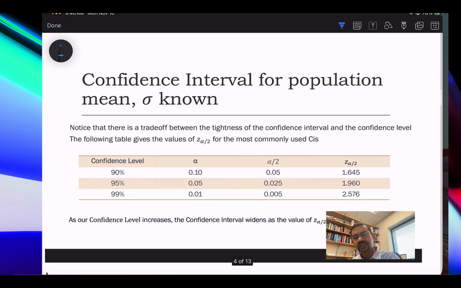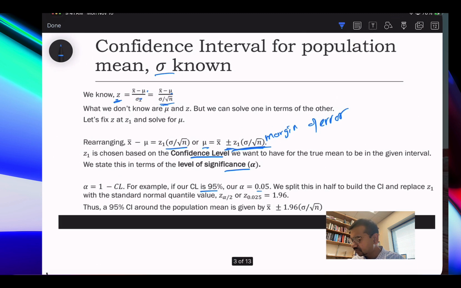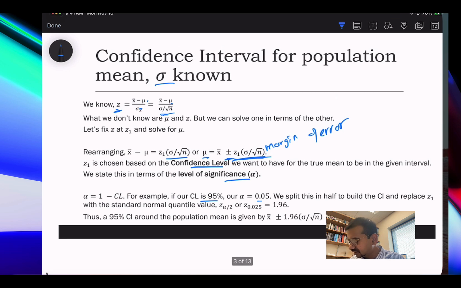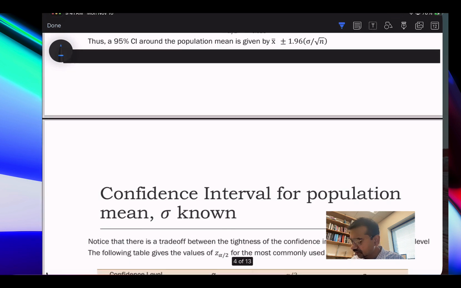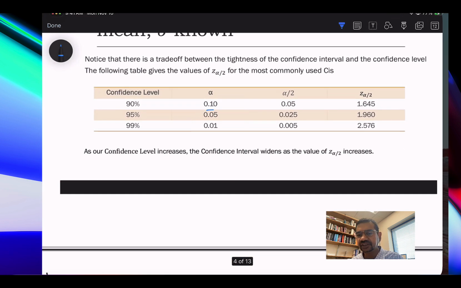And we can look at these values from the normal table. So if our confidence level is 90%, our alpha is 10%. So our alpha over 2 is 5%, so on either side we will have 5% tails. So then our corresponding z value will be 1.645. So in the formula for margin of error, we will then replace this z with that corresponding value that we choose.